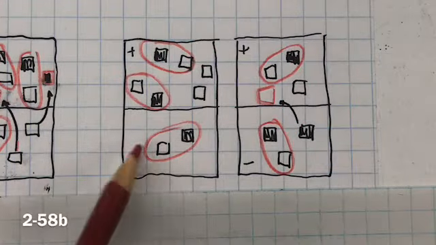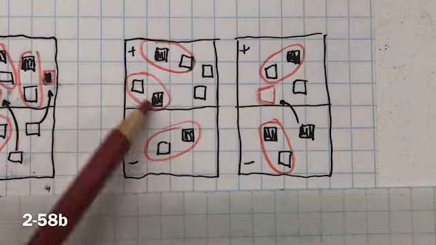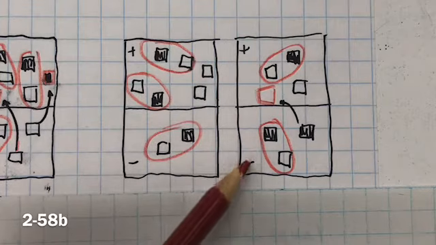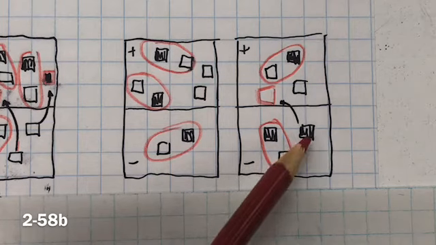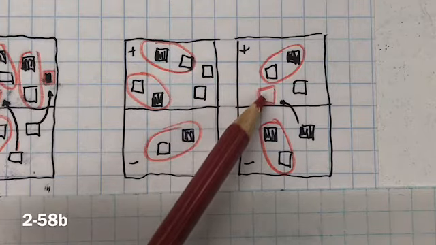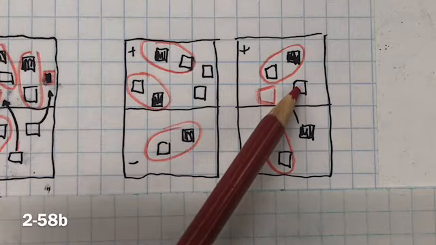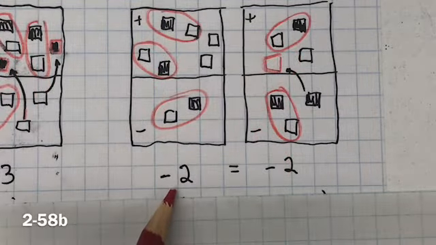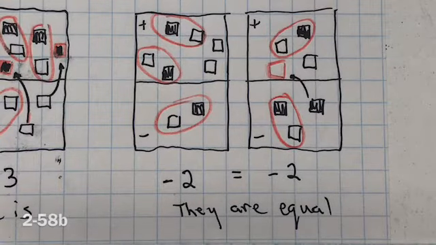For B, I have a zero pair on the left side in the negative region. In the positive region, zero pair, and I'm left with negative 2. On the right side, in the negative region, I have a zero pair, and now I take the opposite of a positive 1, so I flip it into the positive region, and it becomes a negative. Here's a zero pair, and I have negative 1 and negative 1, which equals negative 2. So I have negative 2 on the left, negative 2 on the right, so they are equal to each other.